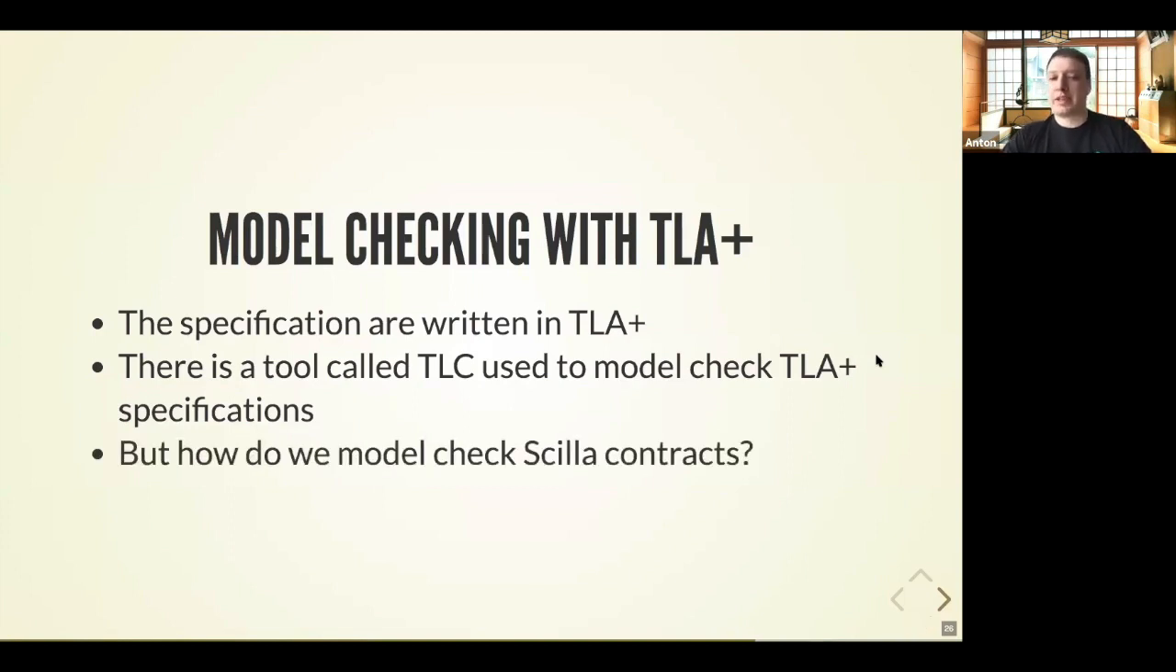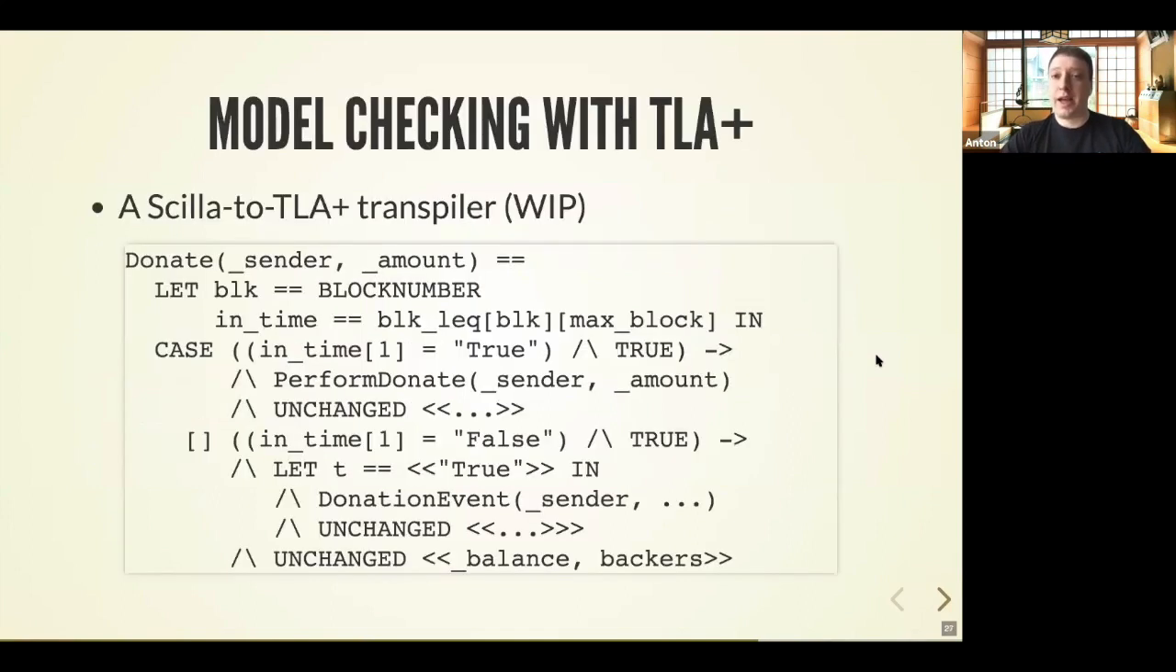But how do we model check Scilla contracts, right? Because Scilla contracts are not written in TLA+, they are written in Scilla. So what do we do? The answer is simple. We have a Scilla to TLA+ transpiler, or you can call it a translator or compiler, which is still work in progress, but we are showing you the preliminary results we're getting. With that transpiler, you can translate the whole of your contract. For example, this is just a fragment of the translation of the crowdfunding contract that I showed you before.